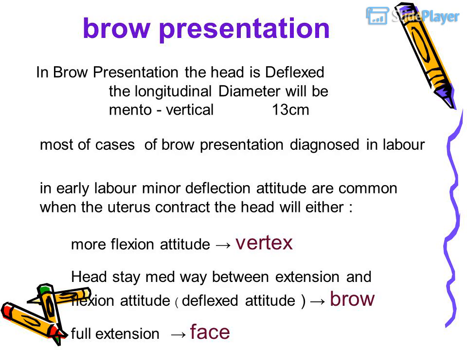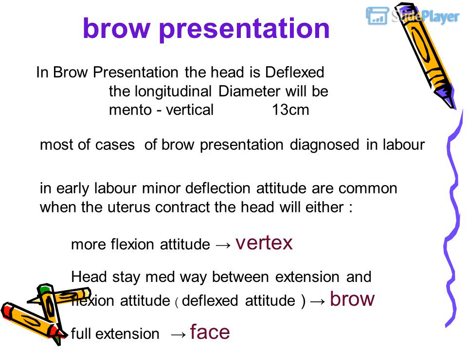Brow presentation. In brow presentation, the head is deflexed. The longitudinal diameter will be mento-vertical, 13 cm. Most cases of brow presentation are diagnosed in labor. In early labor, minor deflexion attitudes are common.